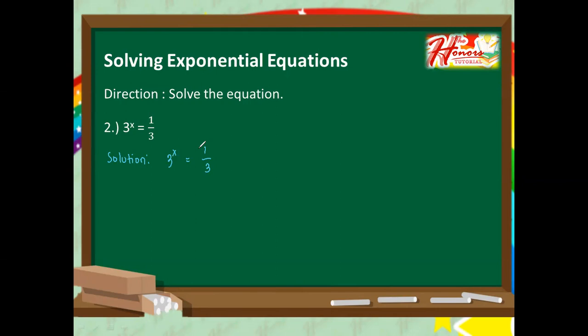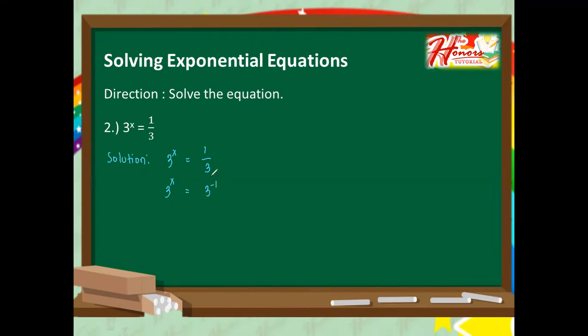3 raised to x is in its exponential form, so we will just copy it. And then we have to change 1 over 3 to its exponential form. How are we going to do that? Remember, laws of exponent. So this is the simplified form, 1 over 3. Remember, if we have 1 at the numerator and then the denominator, if we change this, it will become 3 raised to negative 1.